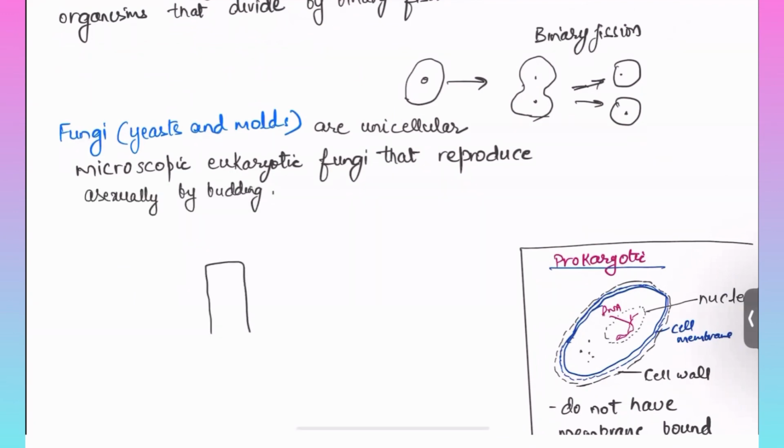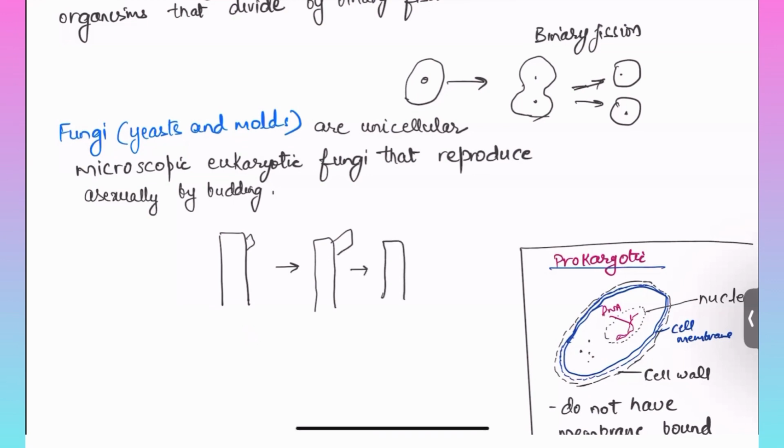Fungi reproduce asexually by budding. This is a parent fungus. After some time, when it matures, a small bud appears on the parent body. This bud keeps on growing until it reaches the same size as that of the parent, and then it separates. So in this way, the identity of the mother cell is not lost, unlike binary fission.